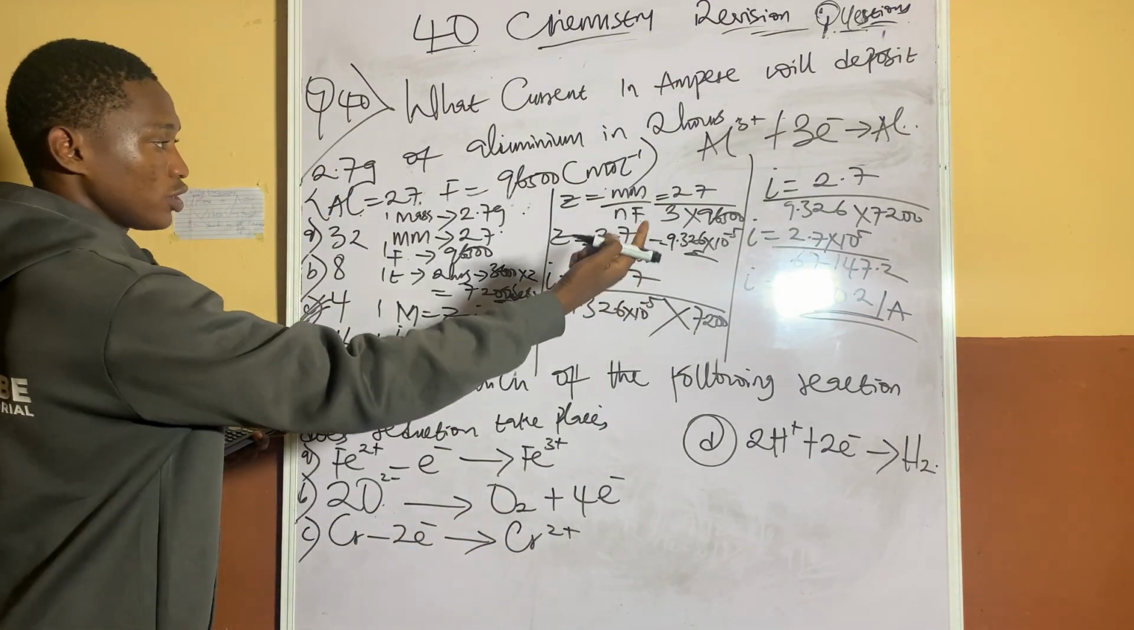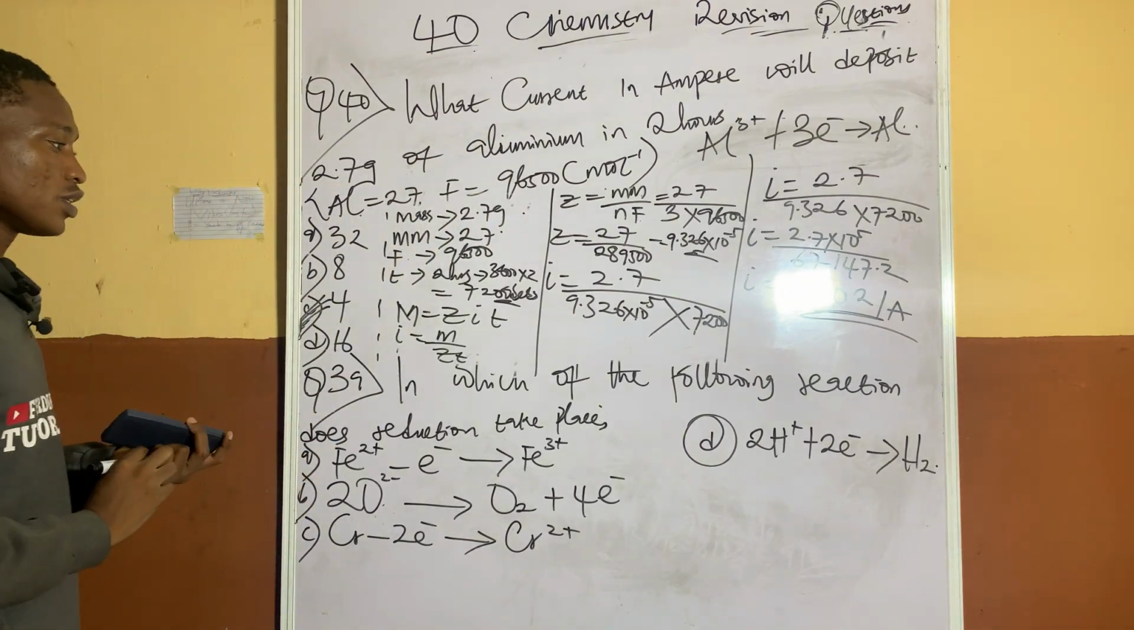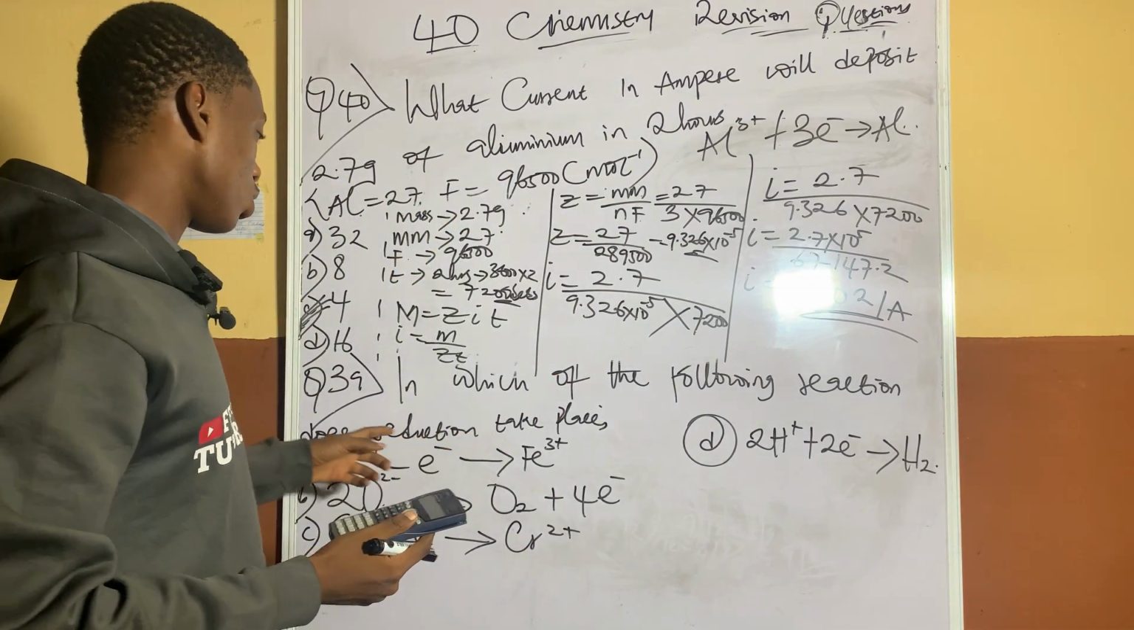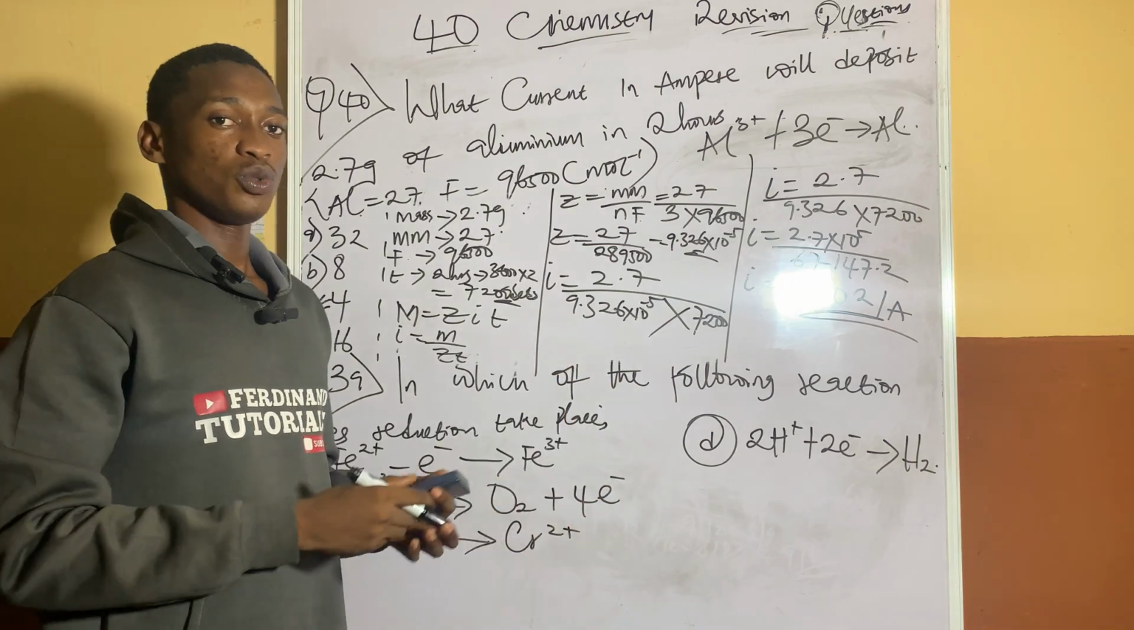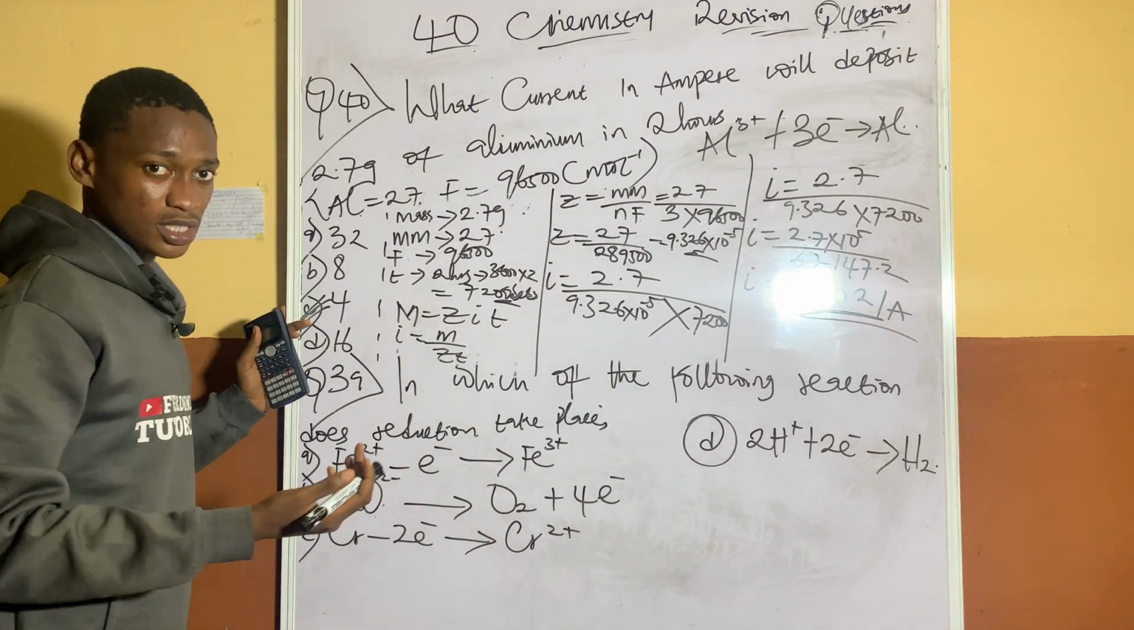Which is what? 4.02, because the nearest whole number is 4. Now question 39, it says, in which of the following reactions does reduction take place? Now, let me tell you the easiest way.